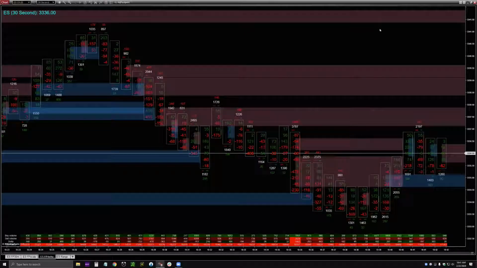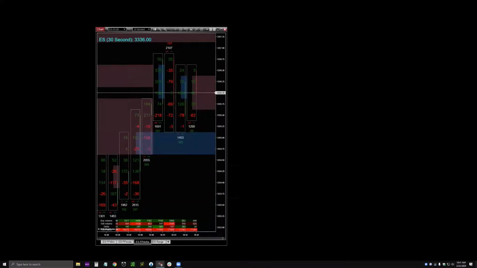I'll share it in the group later on. So that's what I wanted to say about the COT thing, and just a delta footprint, which I've always found really, really useful.